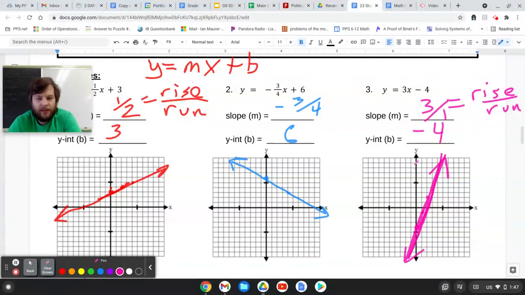Okay, that's it for this video. I'll post another video with a different way of graphing these same 3 equations. This is using y equals mx plus b to graph them. Another way would be to make a table and graph them that way.